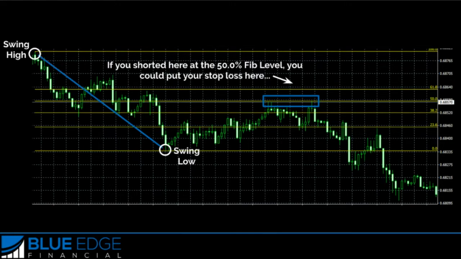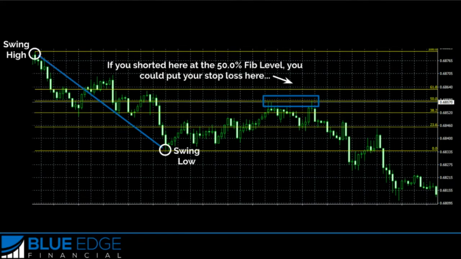The first method is to set your stop loss just past the next Fibonacci level. So for example, if you had shorted or sold here at the 50% fib level, you could place your stop loss here where that arrow is pointing, above the 61.8% level. So you just place it above the next Fibonacci level.